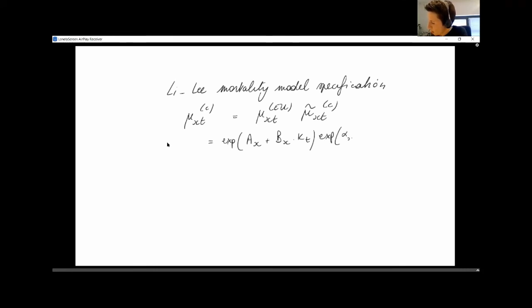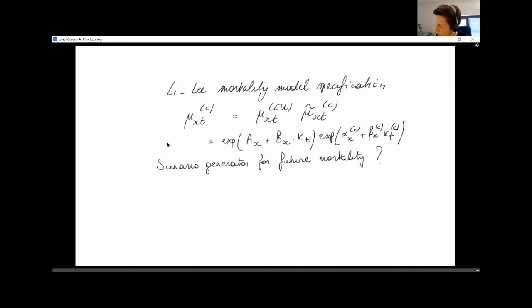So this is what I need according to my Lee model specification. And now I want to use this as a scenario generator for future mortality. Okay, so what I say is that then I should go for getting future values of my KT. So my KT is coming from the specification that I have like this. And a future scenario, yeah, this should be the kappa T.